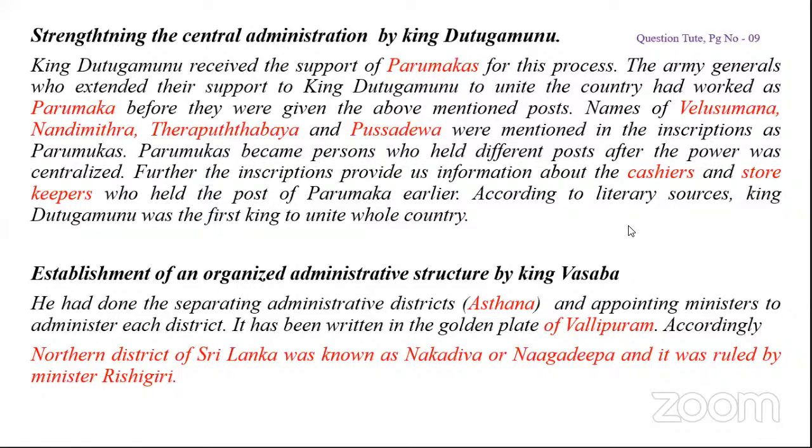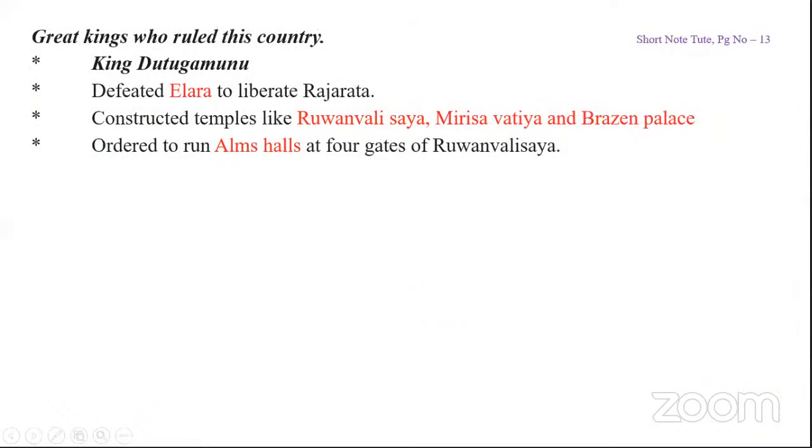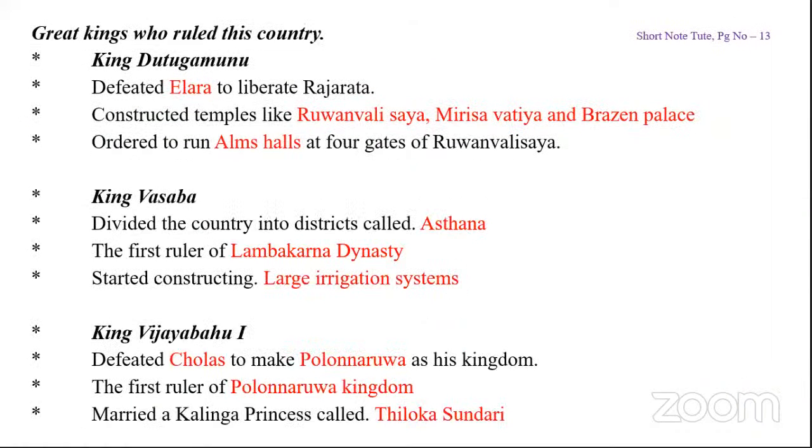Great kings who ruled this country, Dutugamunu. Exactly one person is given in the exam to write. So you have to write about King Dutugamunu or King Vasabha or King Vijayabahu first. You check the previous past papers. Exactly one king was given to explain. Okay, so when you are writing about one king, there are special headings that you have to use. Now this question is the next model question that we will discuss.